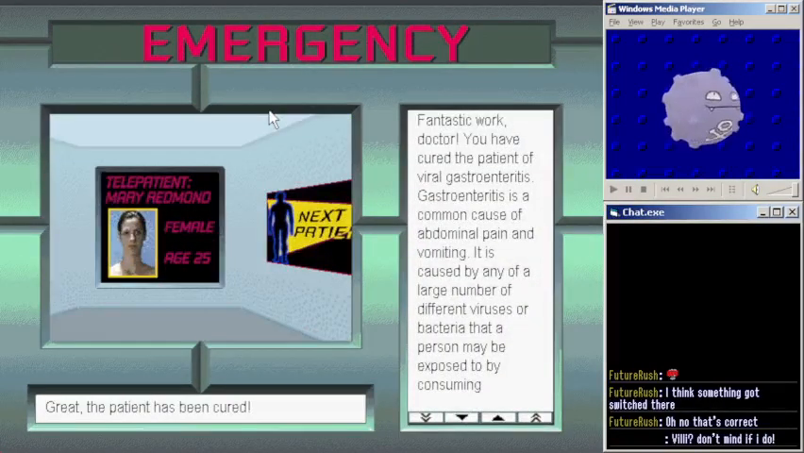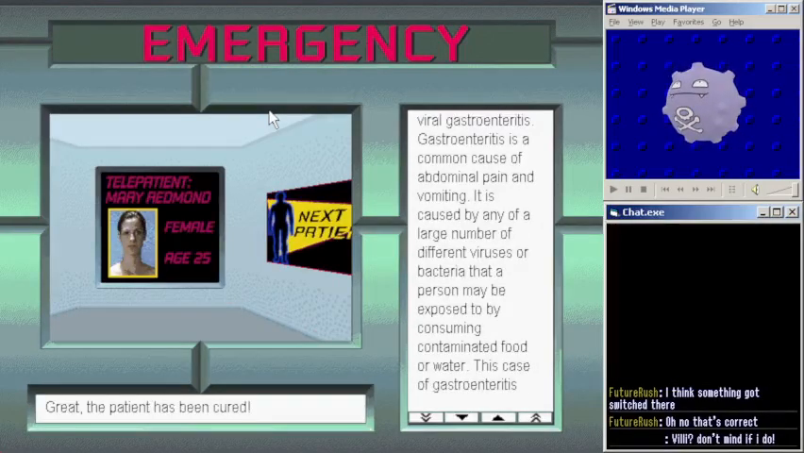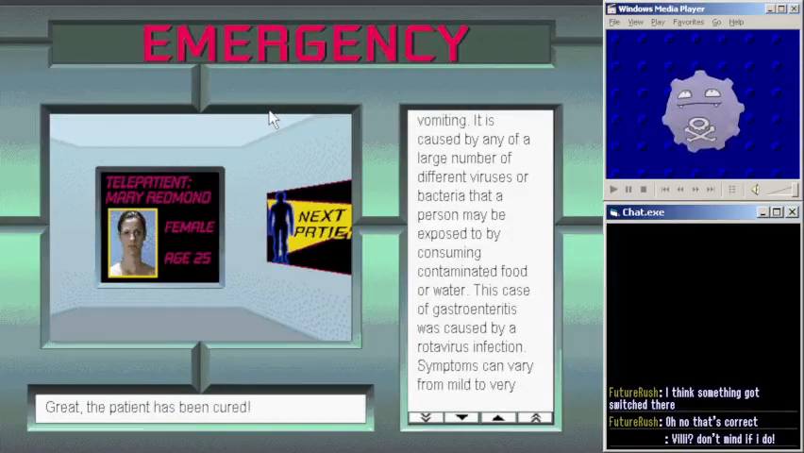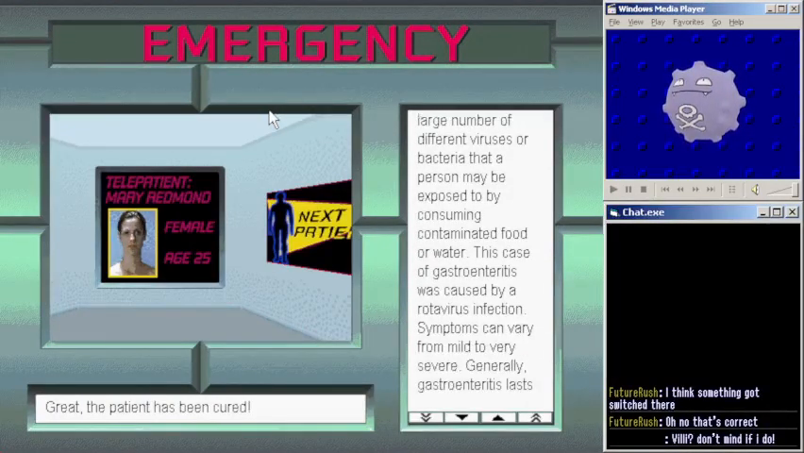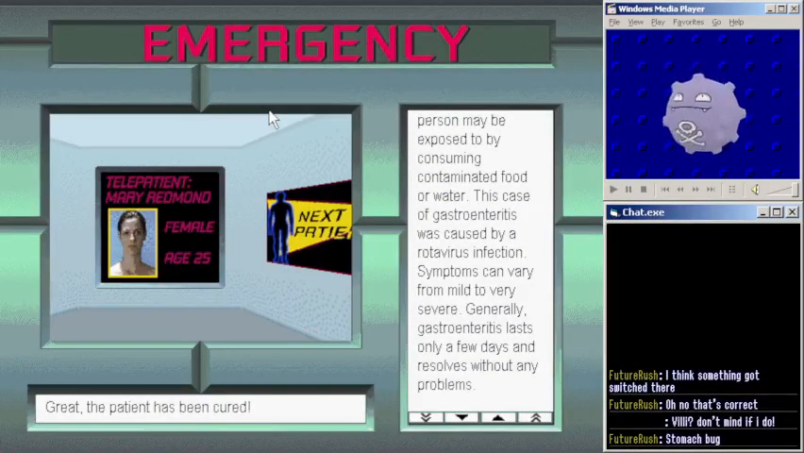Fantastic work, Doctor. You have cured the patient of viral gastroenteritis. Gastroenteritis is a common cause of abdominal pain and vomiting. It is caused by any of a large number of different viruses or bacteria that a person may be exposed to by consuming contaminated food or water. This case of gastroenteritis was caused by a rotavirus infection.